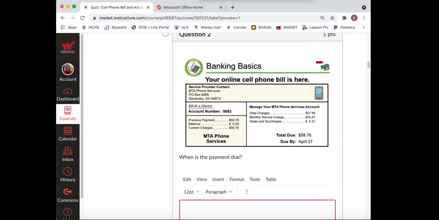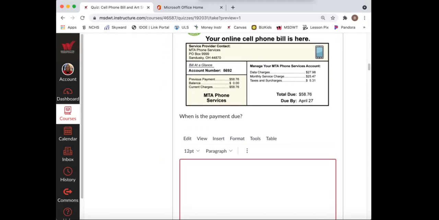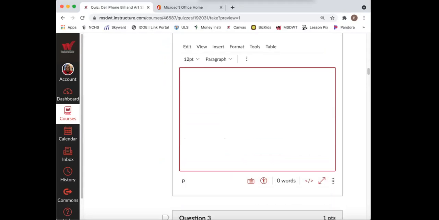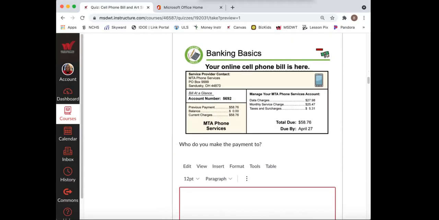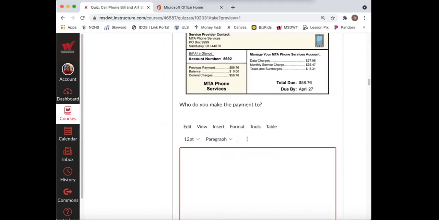Question two. When is the payment due? So find the due date and write it in the box. Question three, who do you make the payment to? What company is your service provider?